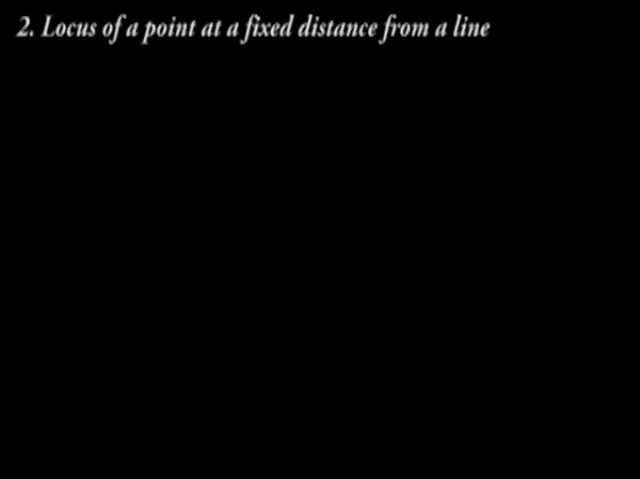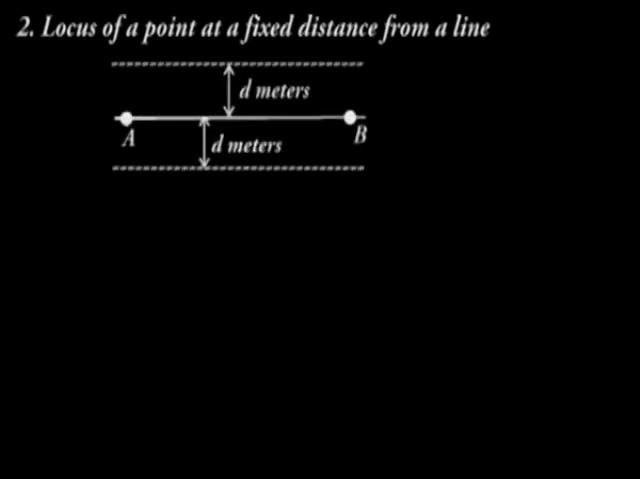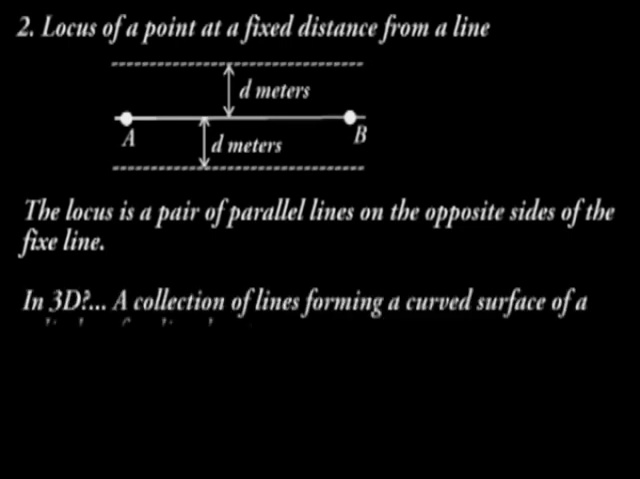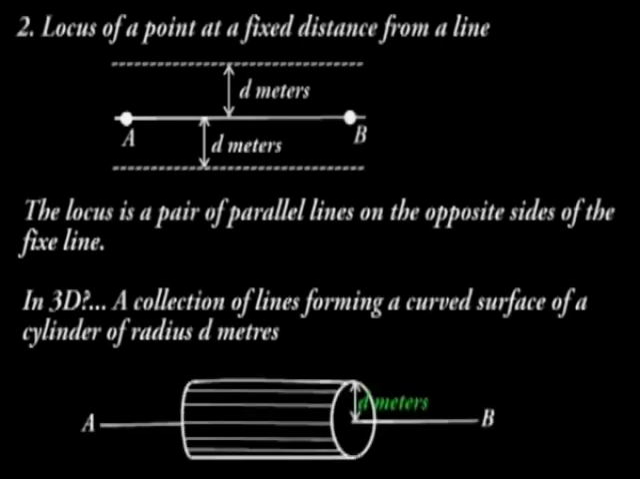Second, the locus of a point at a fixed distance from a fixed line. Consider the figure below. The locus of such a point is a pair of parallel lines, on both sides of the fixed line. In 3 dimensions, it is a collection of lines forming the curved surface of a cylinder of axis AB and radius d meters. This is illustrated by the figure below.